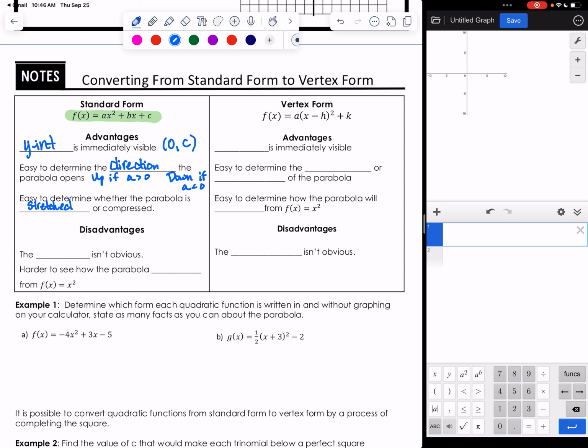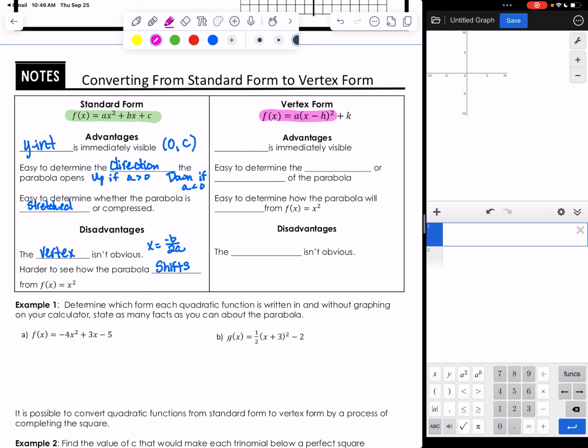Now, there are some disadvantages to standard form. One of them is that the vertex is not really obvious. In fact, to find it, remember you have to use this formula. So that's kind of a disadvantage for standard form. In standard form, it's also harder to see how the parabola shifts from the parent function, f of x equals x squared.